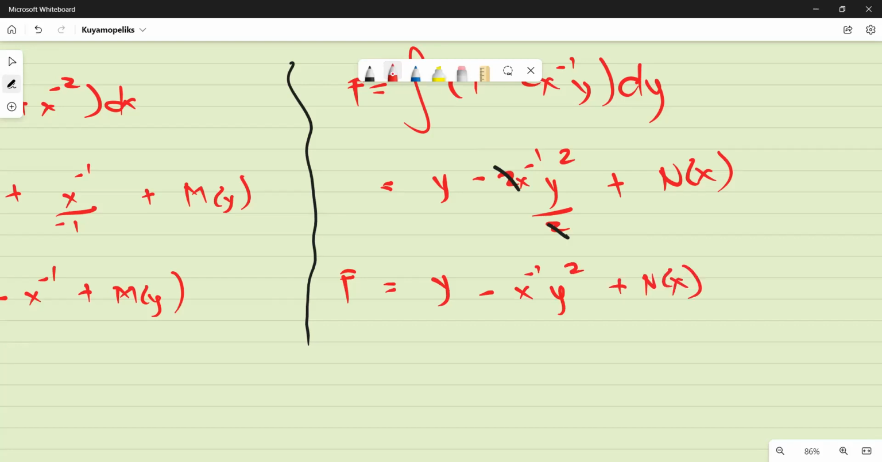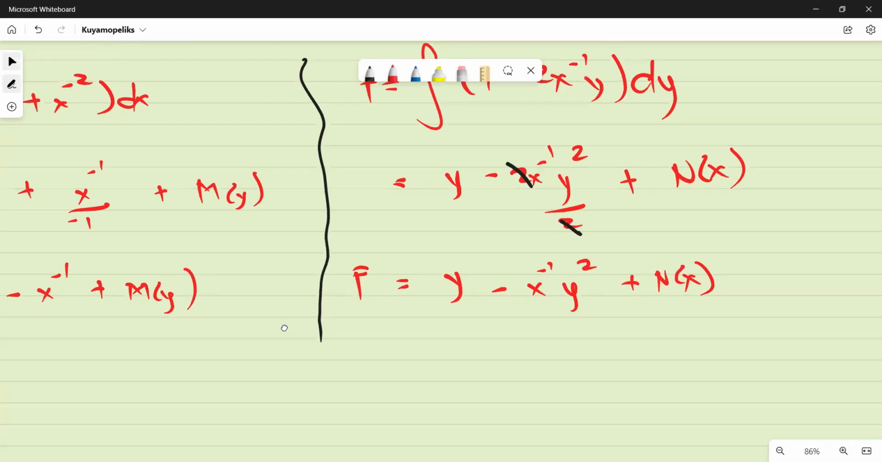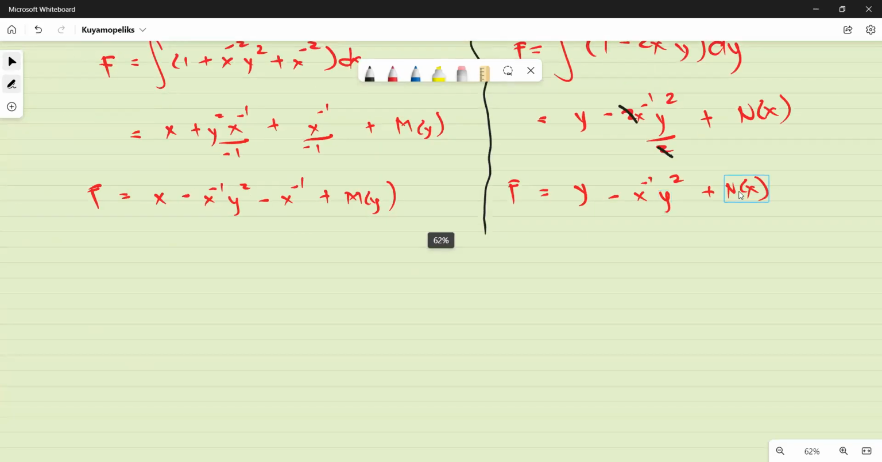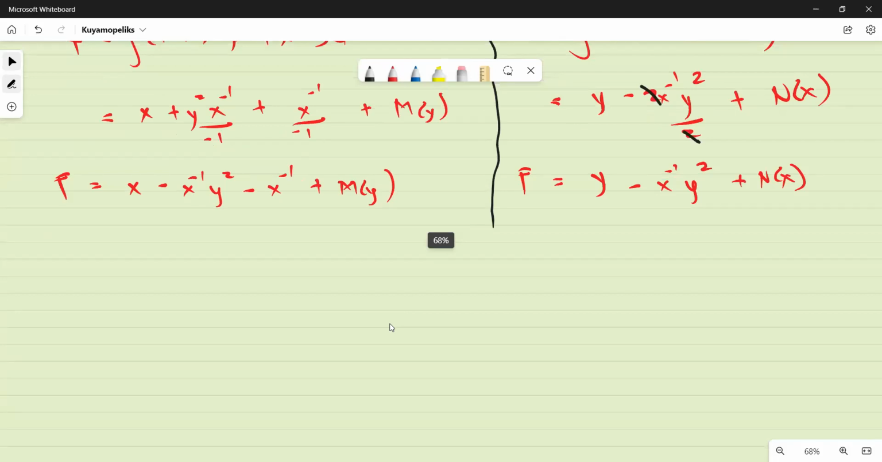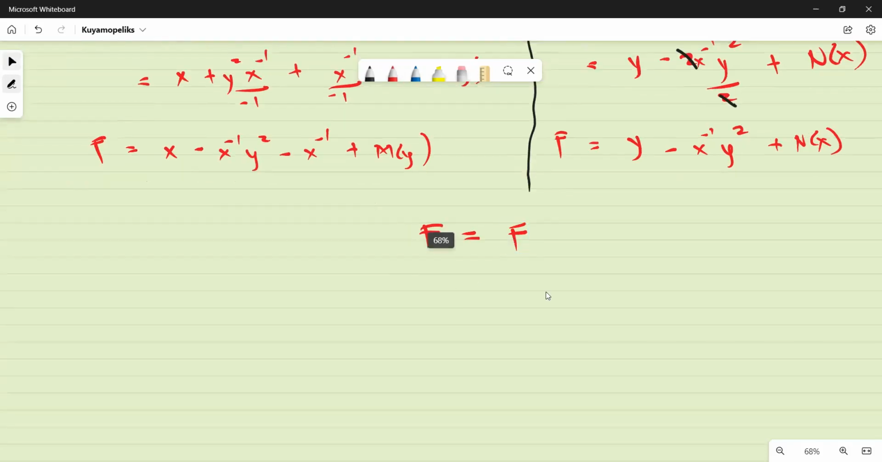Is this the final answer? Not yet, because we still have m of y, and we also have n of x. We need to get the value of m of y and n of x. Okay? So, what will we do? We will use similar equations, right? f is equal to f.